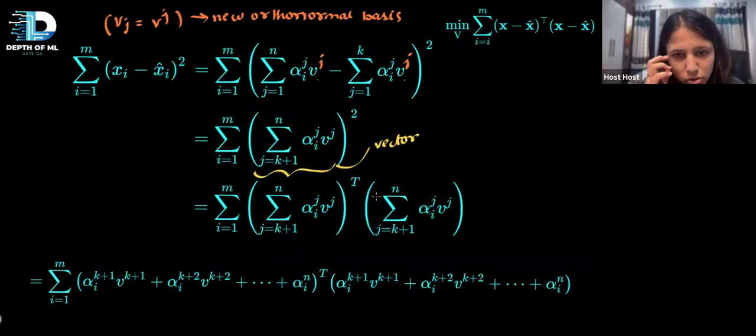Fine. So now I am going to multiply these two. I will just open this up and you have to tell me what kind of terms we'll have. So I'm keeping the summation outside, and I'm just opening this up. This is going from k plus 1 to n, and this is also going from k plus 1 to n. And understand that these are vectors.